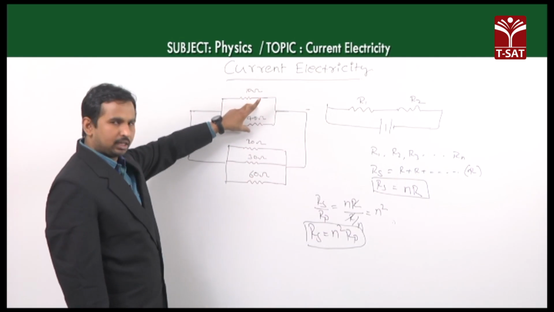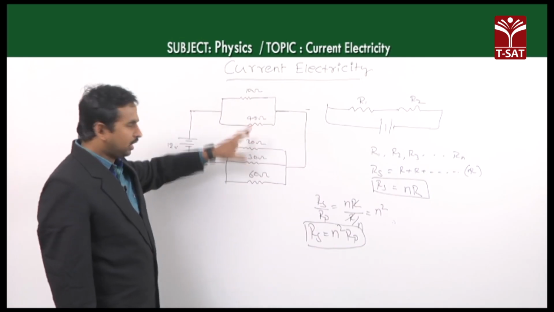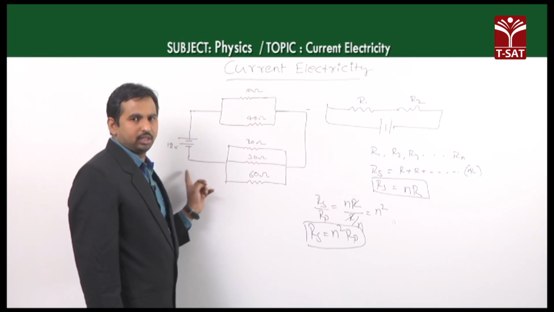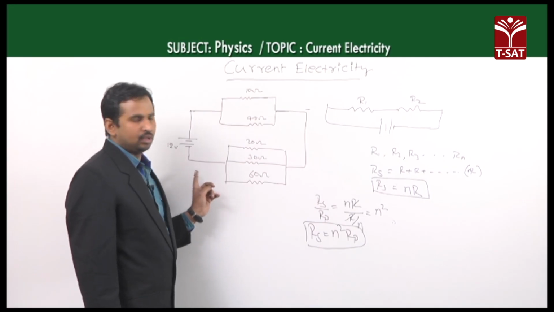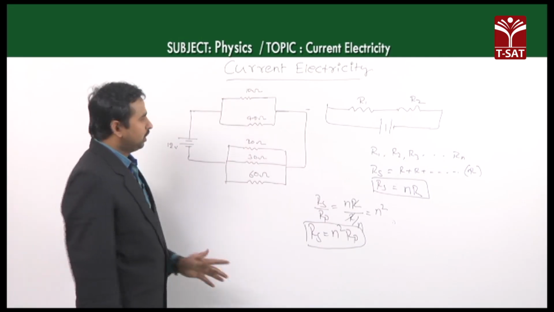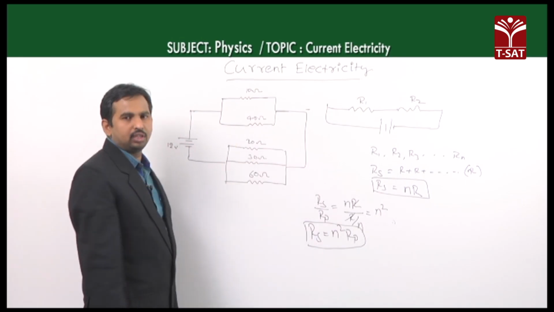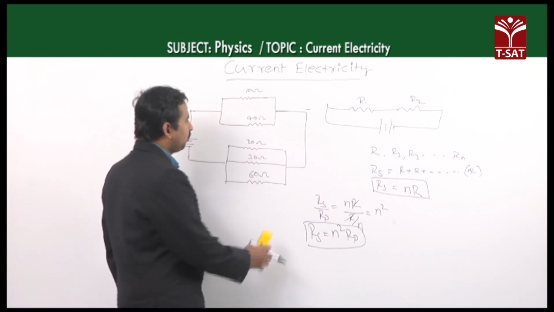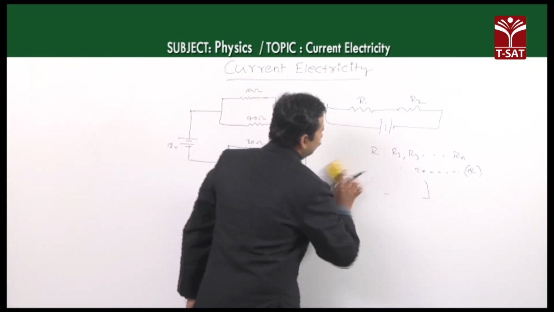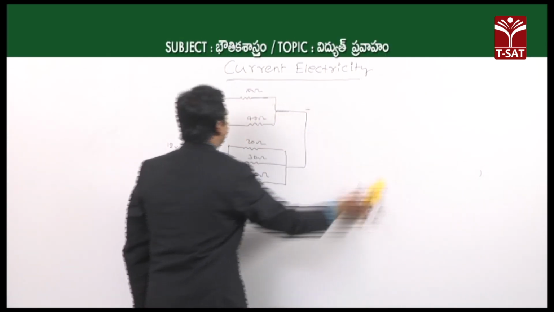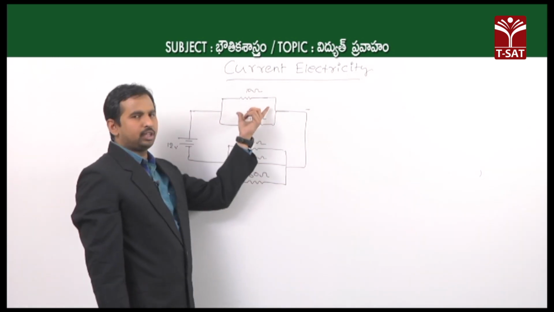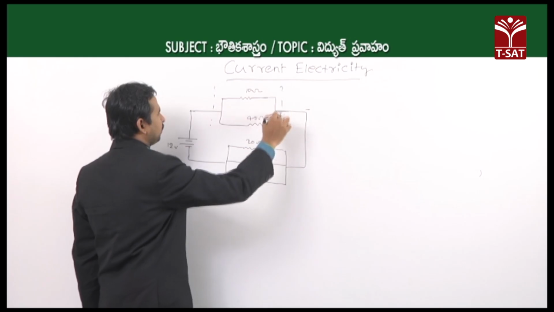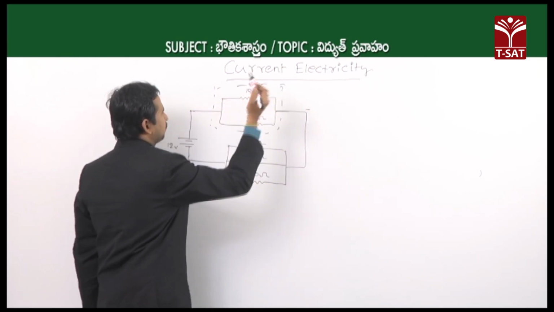Here 2 are in parallel, again 3 are in parallel, and these 5 are passing through a battery source, like 12 volts is given here. For these types of problems, we have to separate the circuit and do our problem there. For example, in the first case, we have 10 ohms and 40 ohms. For this part, first we are finding the equivalent resistance.